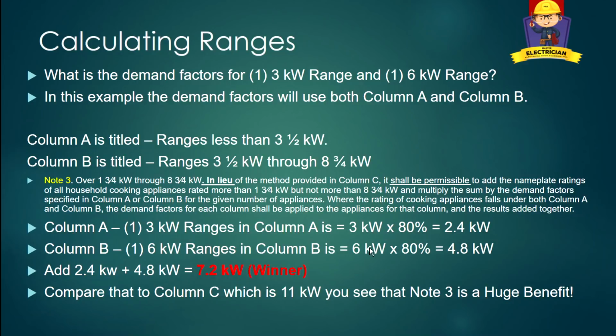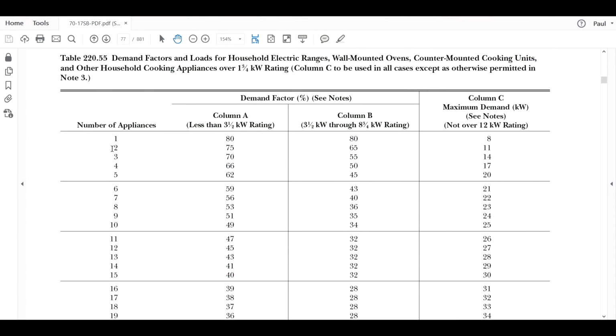So let's go on back to it. That's what we did here: 6 kW times 80% and 3 kW times 80%. That's 4.8 kW and 2.4 kW. You simply add them together, and that results in 7.2 kW. Now, we're doing this in lieu of using column C, but we do want to compare it to column C because we ultimately want to take the one with the lesser value. We know pretty much it's going to be less, but we want to always verify. Under column C, I've got 2 ranges, so it would be as simple as going to the code, seeing here we have 2 appliances, and following all the way across, which results in 11 kW as the maximum demand.